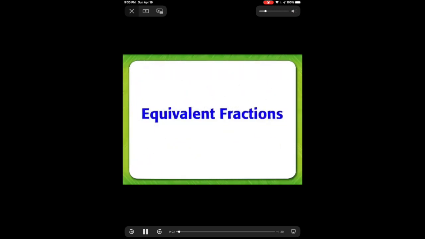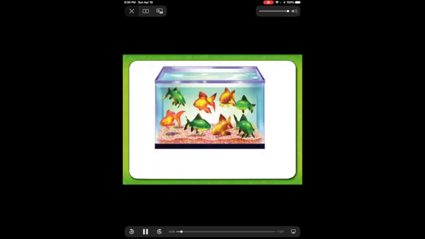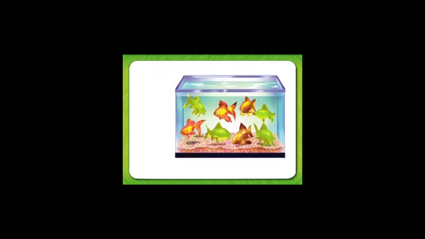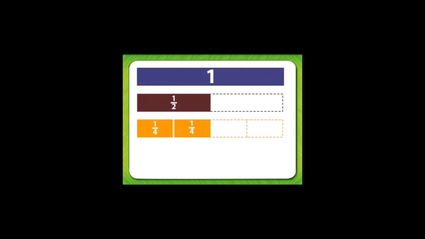Equivalent fractions. Megan has 8 fish in an aquarium. 4 fish are green. So Megan says that 4/8 of the fish are green. Megan could use another fraction to represent 4/8. Use a whole fraction model as a guide. First, show 1/2. Now show 2/4. Next, show 4/8. The fraction models show that 4/8 is the same as 1/2. Fractions that represent the same amount are equivalent fractions.